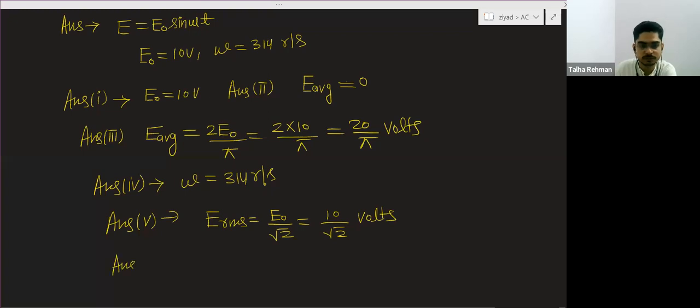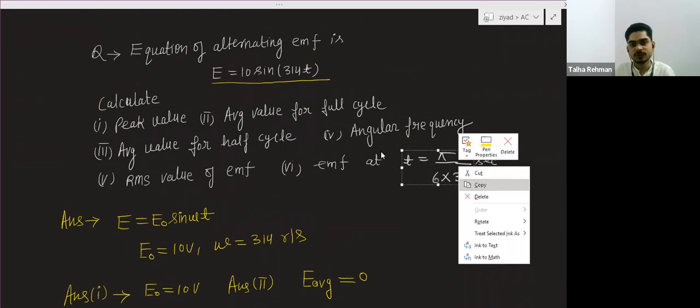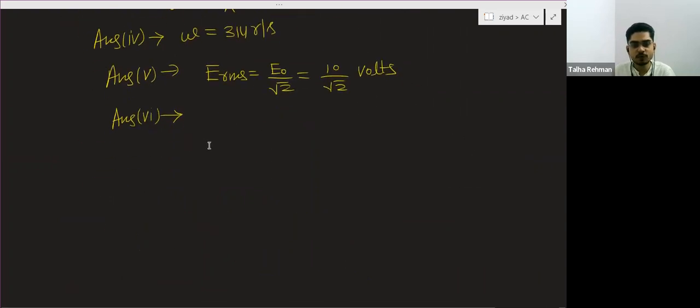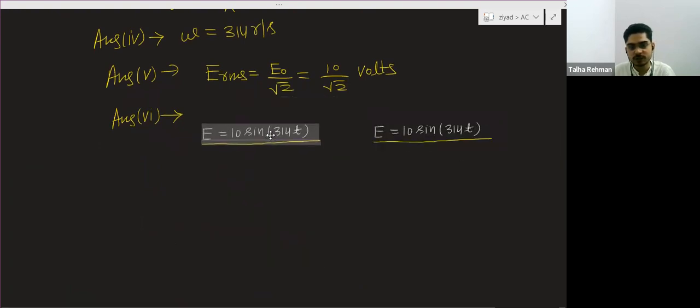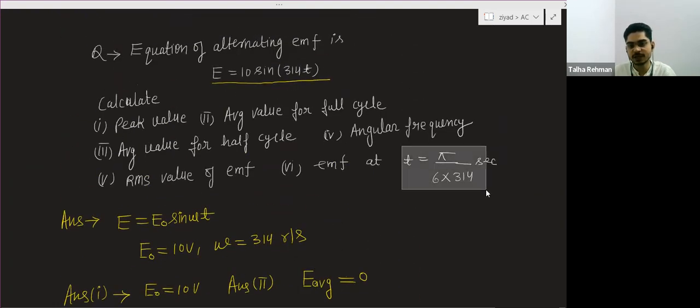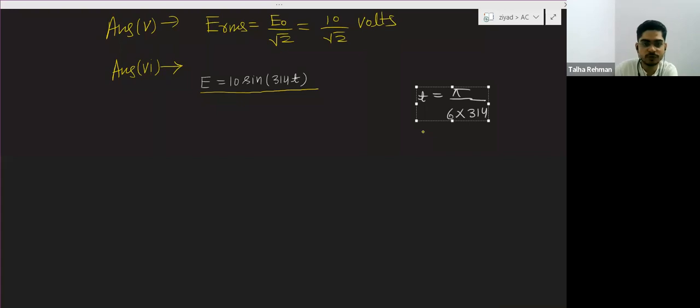Sixth, EMF at T is equal to this value. So we have the equation of EMF, and I have told you this equation will give you the EMF at any instant of time. So they are asking EMF at this instant of time. Put the value of T here, you will get your answer.